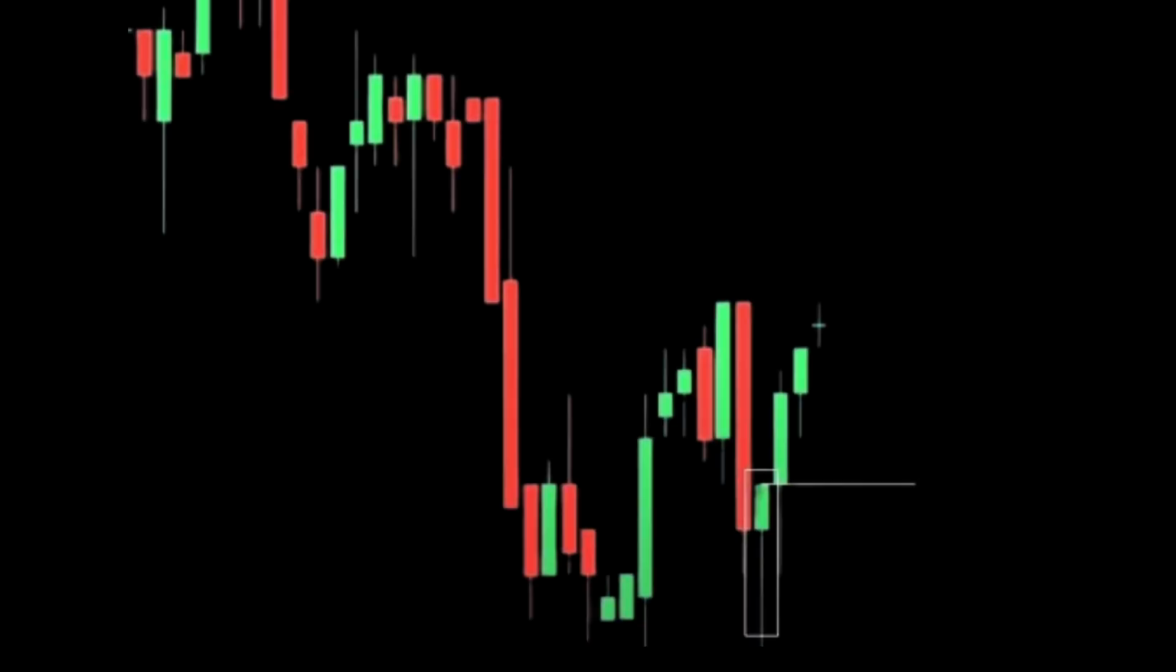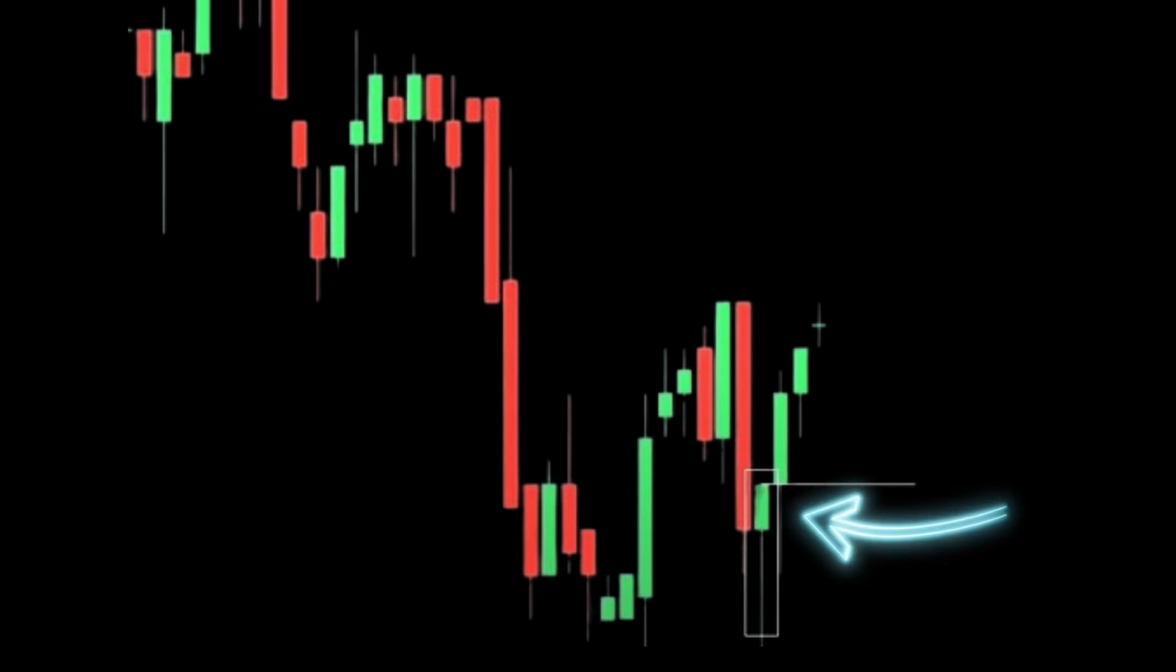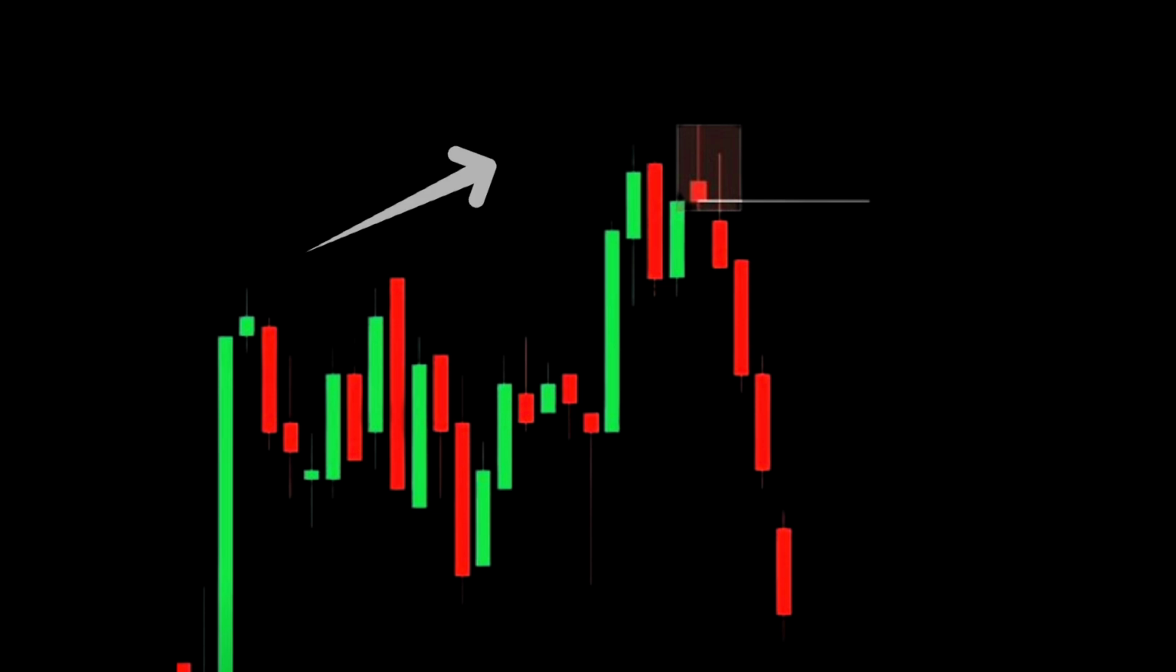Let's see an example. After a downtrend, a hammer appears. At the close of the candle, the operation opens in the opposite direction. Conversely, after an uptrend, a shooting star appears. At the close of the candle, the operation opens in the opposite direction.